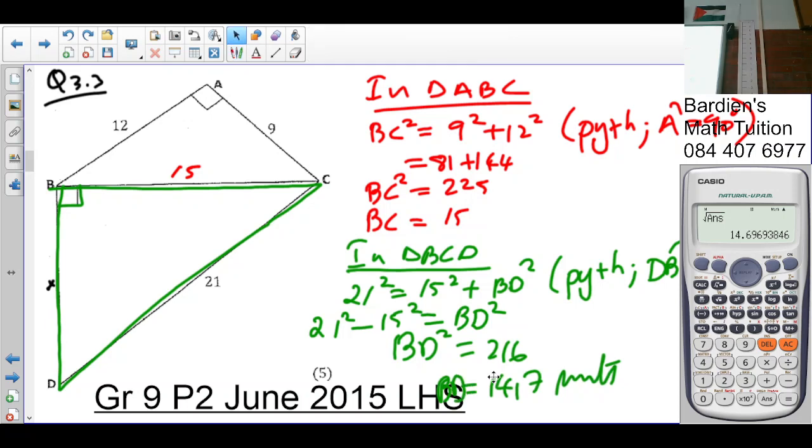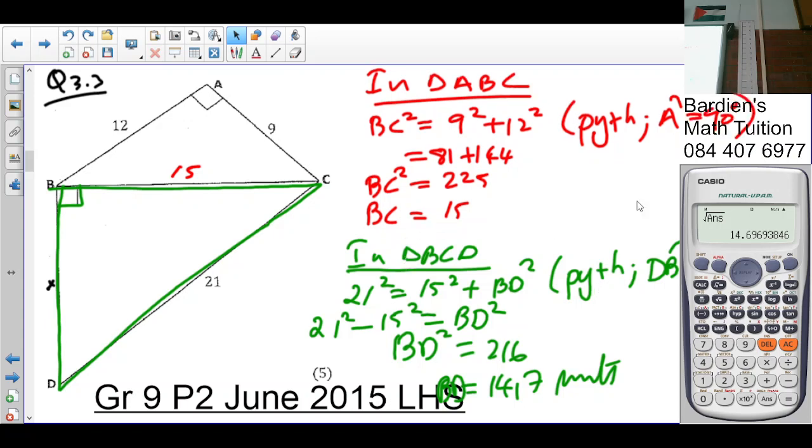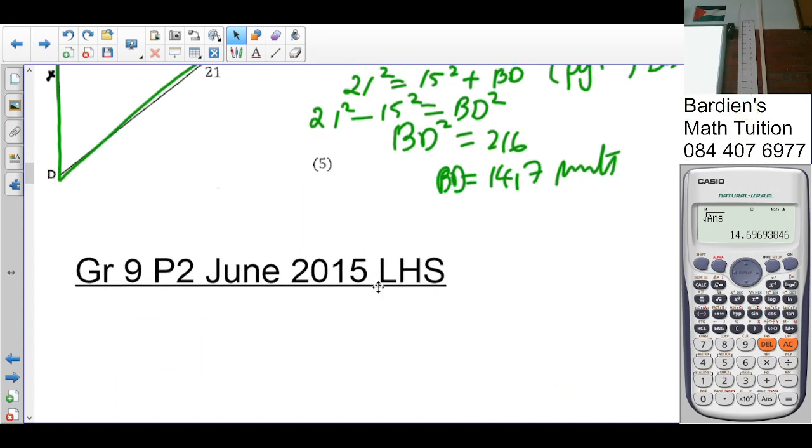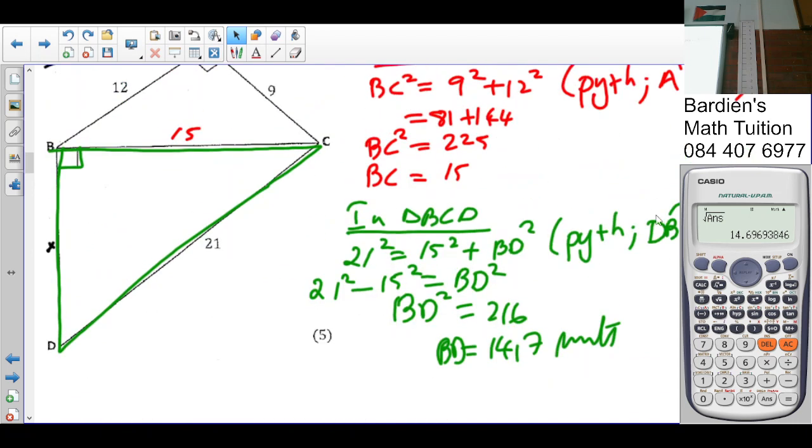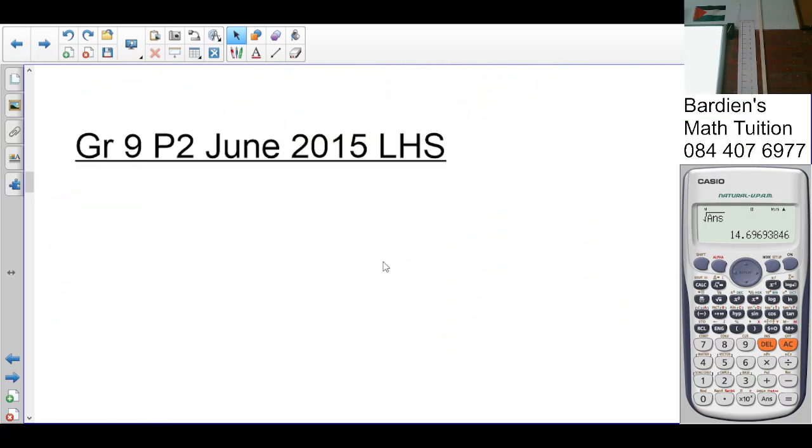Yes? If you leave that angle out, you're going to lose the mark. If you leave Pythagoras out, but you wrote an angle in, you would still get the mark. But you can't leave the angle out if the triangle is marked or named.